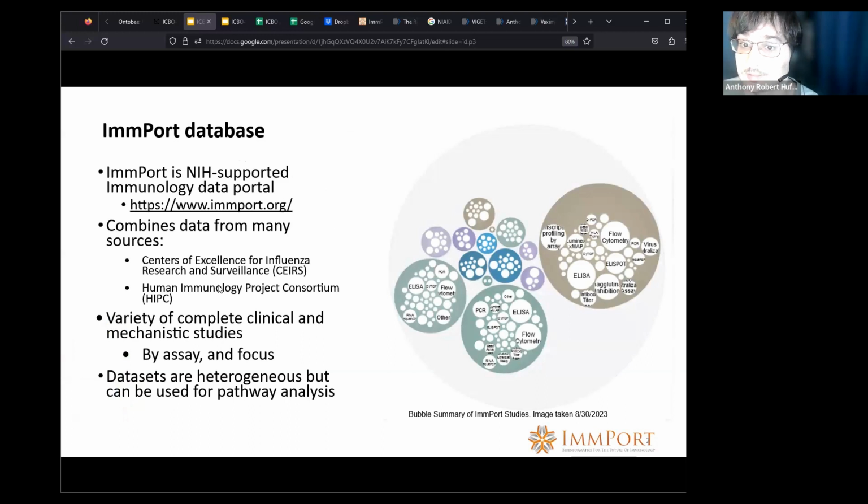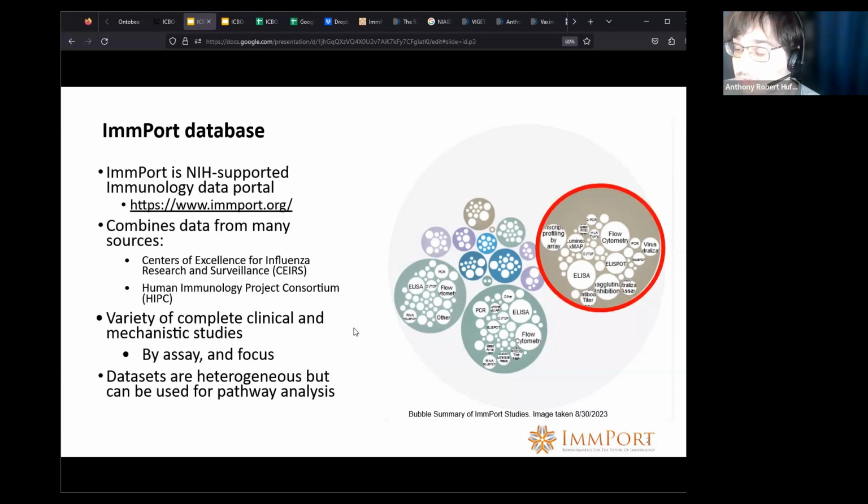So ImmPort is an immunology data portal that combines data from many different sources, such as the Centers of Excellence for Influenza Research and Surveillance and the Human Immunology Project Consortium. All of these different organizations have a wide variety of different clinical and mechanistic studies, which you can see in the bubble diagram to the right. So we have different tests, such as ELISA, flow cytometry, and ELISPOT, but we also have tighter results for immune response or for antibody data sets.